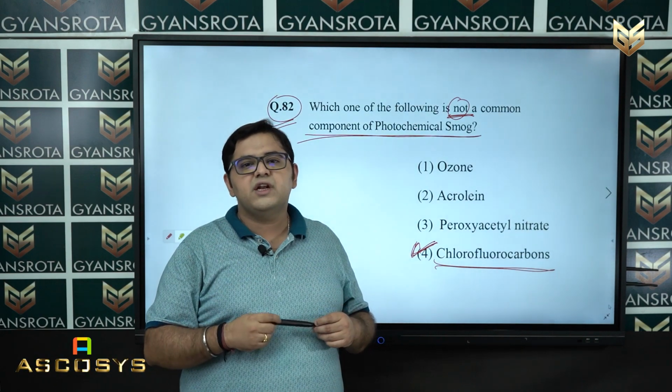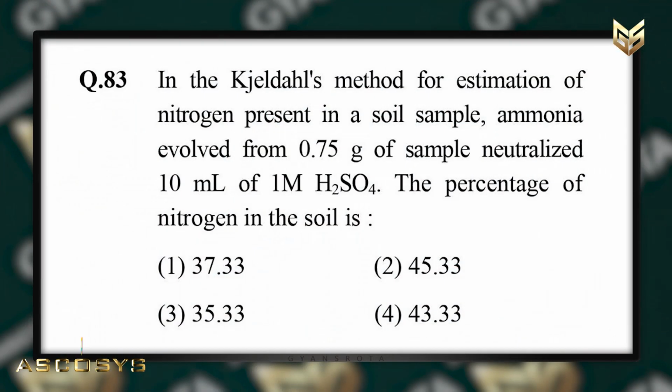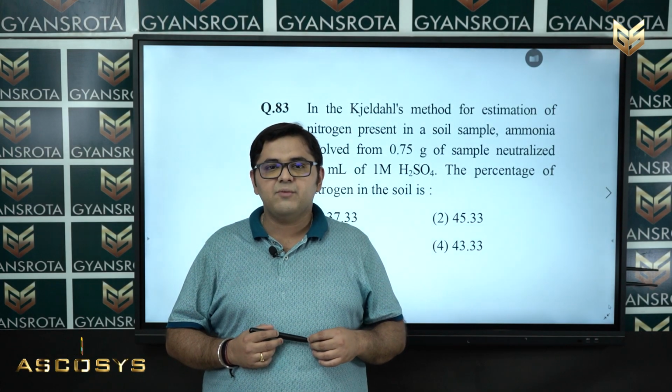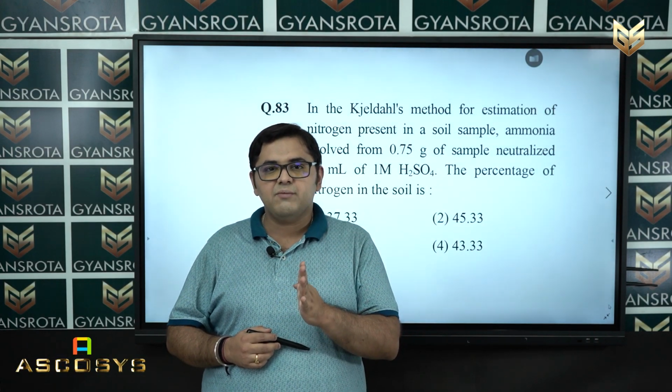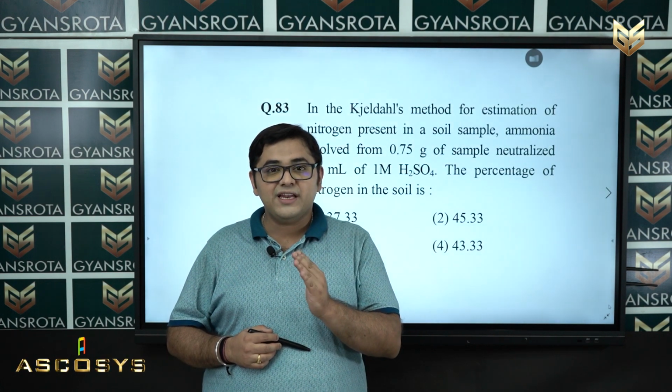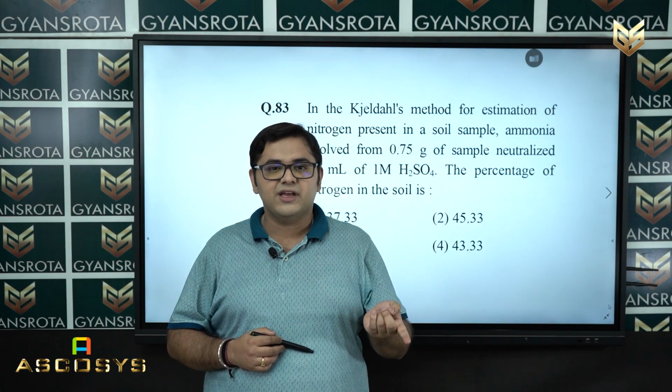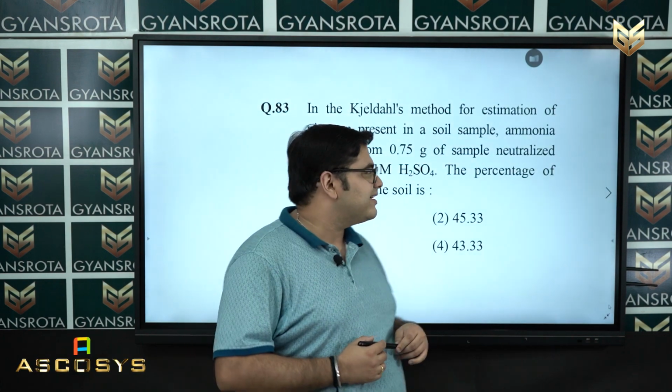So now we are moving to the next question, that is question number 83. Question number 83 is on your screen. In the Kjeldahl's method for estimation of nitrogen present in a soil sample, ammonia evolved from 0.75 gram of sample neutralized 10 ml of 1 molar sulfuric acid. The percentage of nitrogen in the soil is. This question comes from the quantitative analysis in some basic organic concepts given in your class 11 NCERT. Okay. So now we are moving to the solution part.